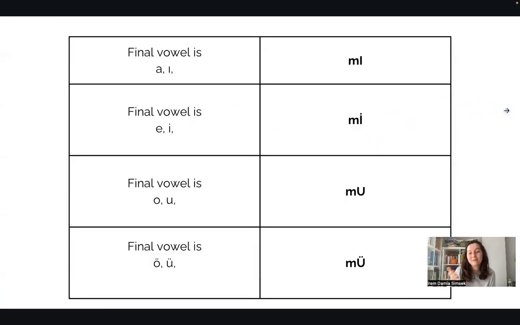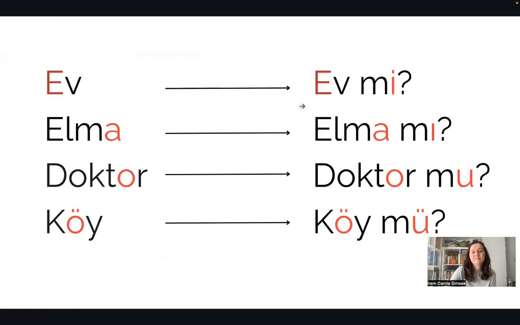You can take a screenshot or you can take notes. You can stop the video here. So this part is pretty serious. So elma mı, because the final vowel is a, you have to continue with mı. Doktor. So the final sound is o. You have to ask the question with mu.